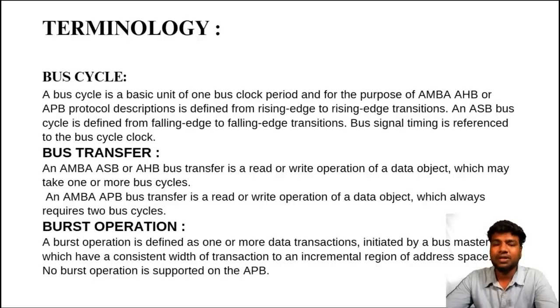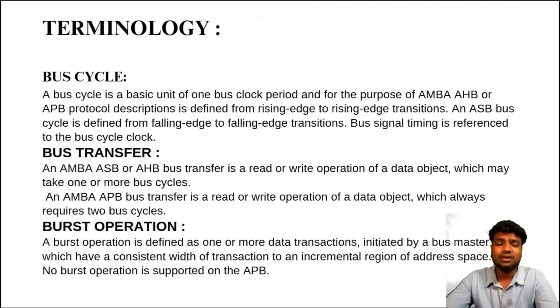So AHB and APB work based on rising edge to rising edge, like positive edge to positive edge, but the ASB bus is based on falling edge to falling edge. So this is the difference between the bus cycles of the protocols. AHB and APB protocols use the positive edge to positive edge clock cycle, but ASB performs under the falling edge to falling edge cycle.